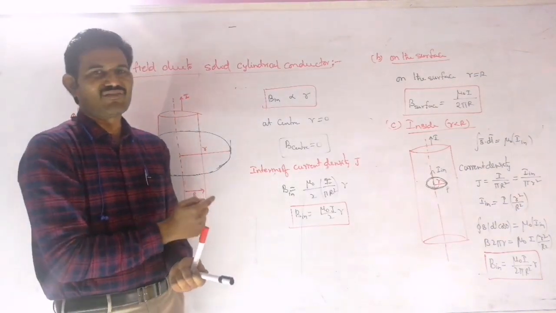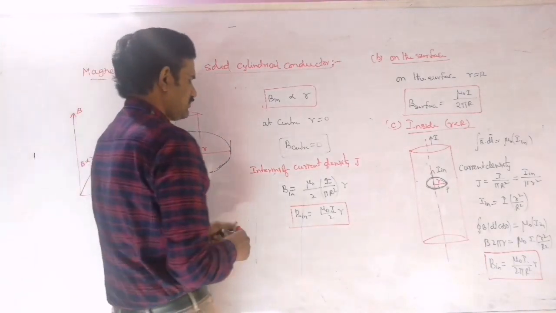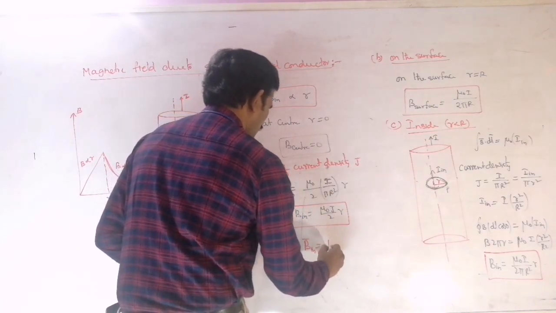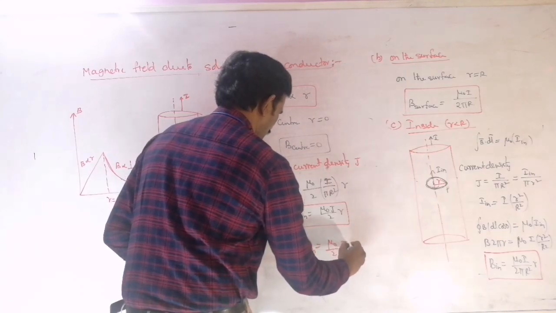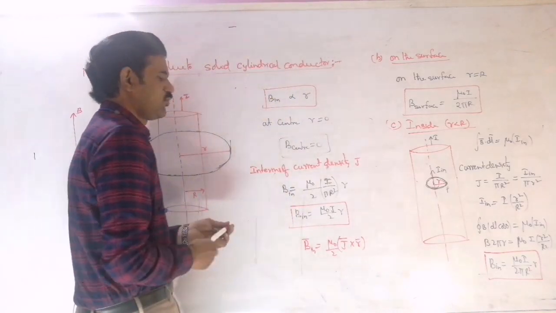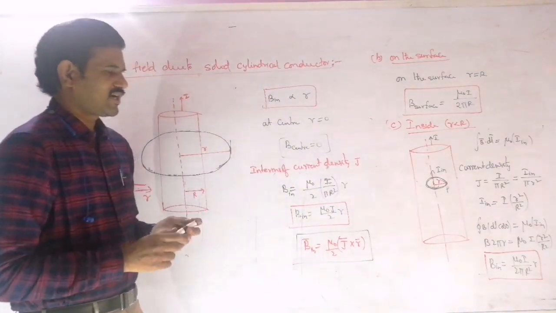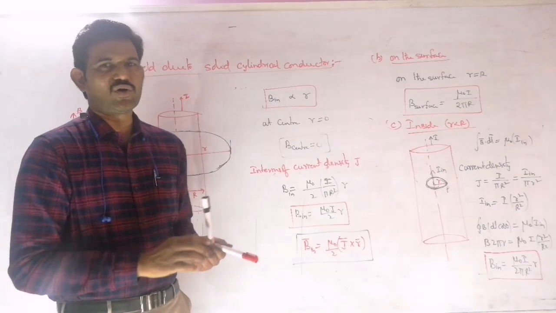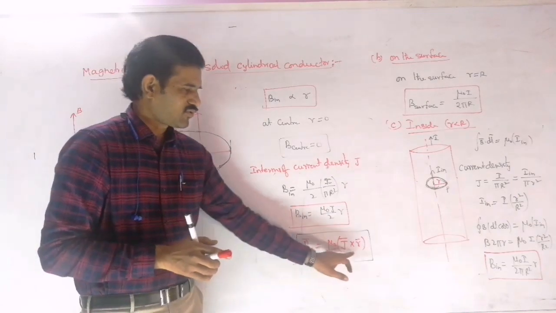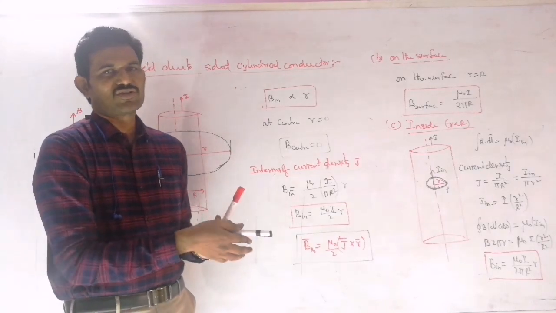You can express this in vector format, which is very useful, especially when you are discussing cavity problems. So B inside is equal to mu naught by 2 into J bar cross r bar, which gives both magnitude and direction. The magnitude of J bar cross r bar is J into r into sine 90, because the angle between them is 90 degrees and sine 90 is 1.